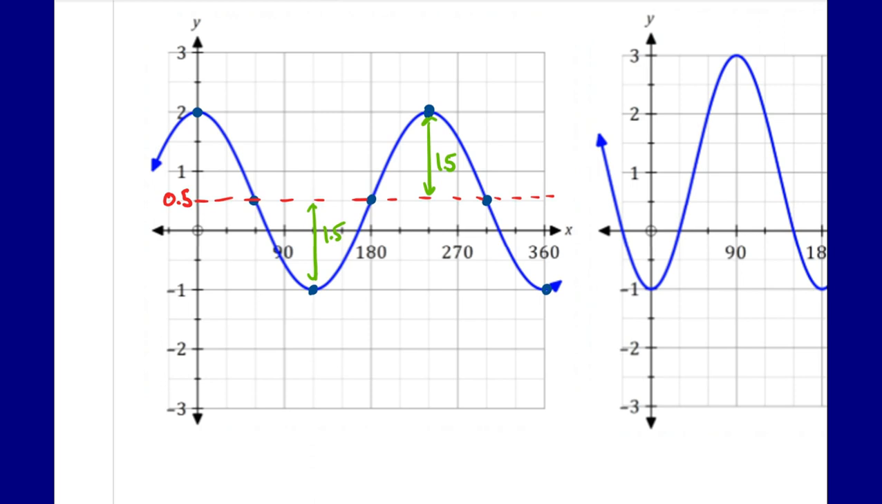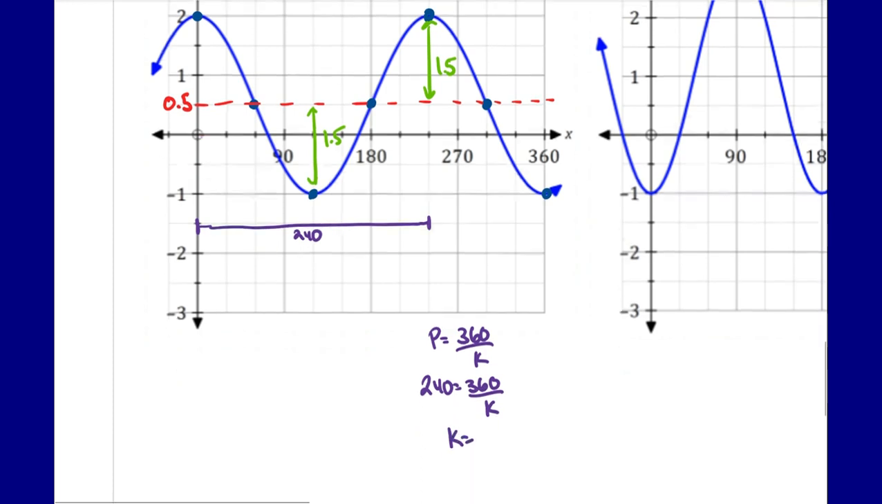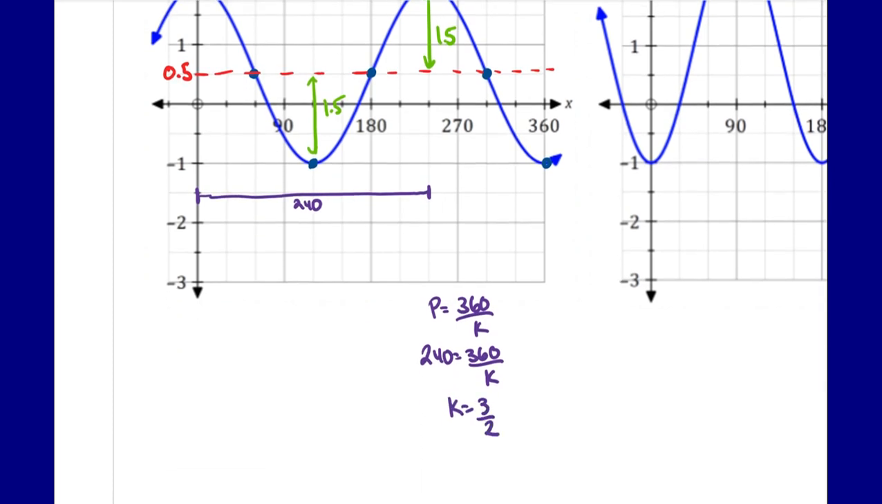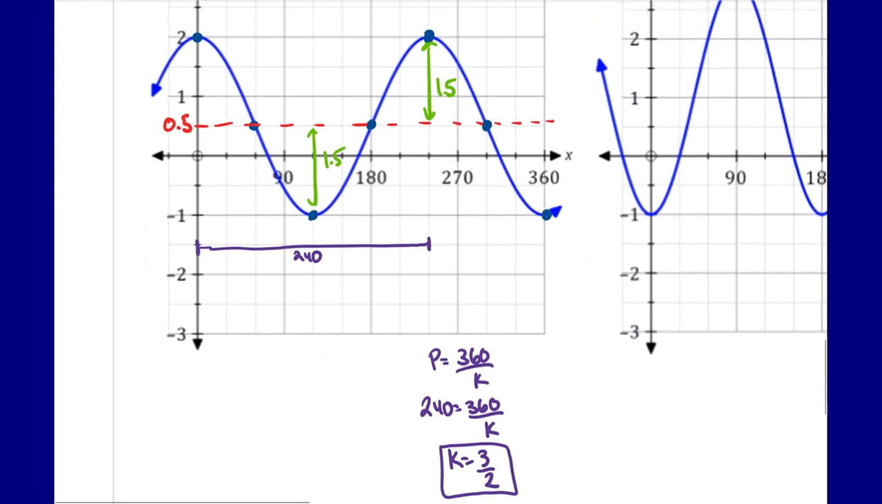We want to find our period. In this case, our period would be from here all the way over to here. Again, this one is 240. So we can go through and do the formula 360 over K. 240 equals 360 over K, and K equals 3 over 2, or 1.5, which is the same as the last one. So that's why I breezed through that quickly.